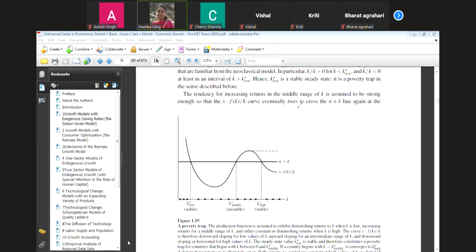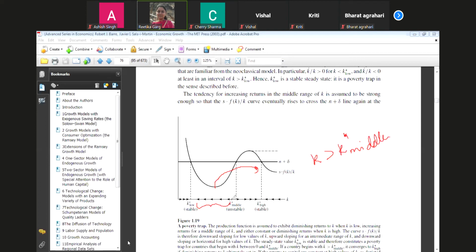All right, now let's see what's happening here. As I explained briefly in the beginning, when you have multiple steady states, you have a case of trap when the middle one is unstable and the lower and the higher ones are stable. So all the countries in this range, which are trying to accumulate greater and greater levels of capital labor ratios, will be able to cross this and reach here only if their K is greater than K star middle.